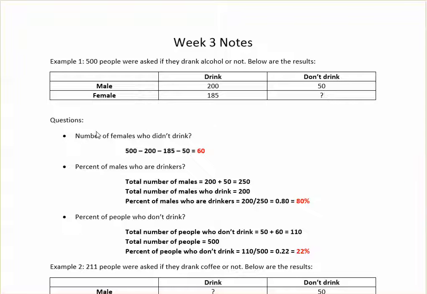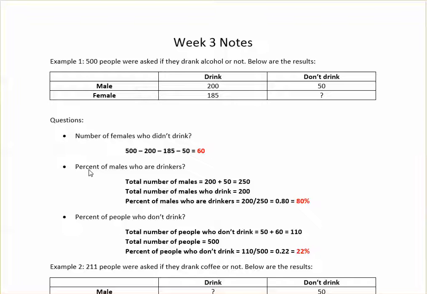So the first question: the number of females who didn't drink. To find the answer to this one, we took 500, which is the total number of people who were surveyed, minus the 200 males who drink, the 185 females who drink, and the 50 males who don't drink. By subtracting all of those from that 500, we got that there were 60 females who don't drink. So if you were filling this in on your paper, this would be a 60 right there. So 60 females don't drink.